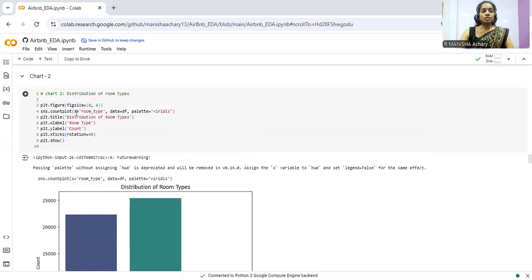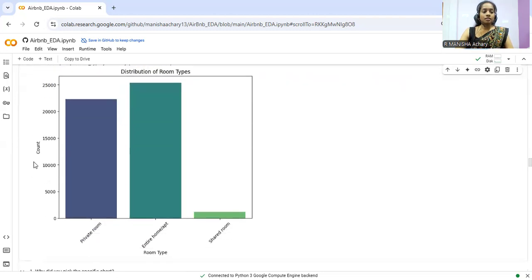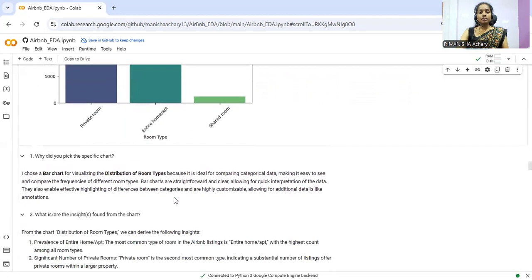For this I have used the Seaborn library. Here the data is df, room type is my x-axis, and the y-axis is count. From this chart, we have observed that entire home or apartment has the highest count, and the lowest is shared room. So there are some questions about this chart.